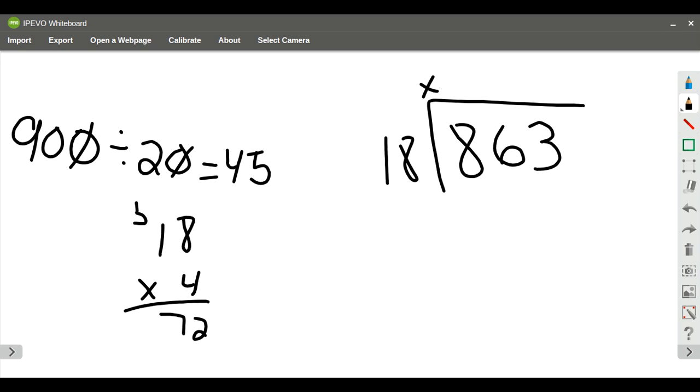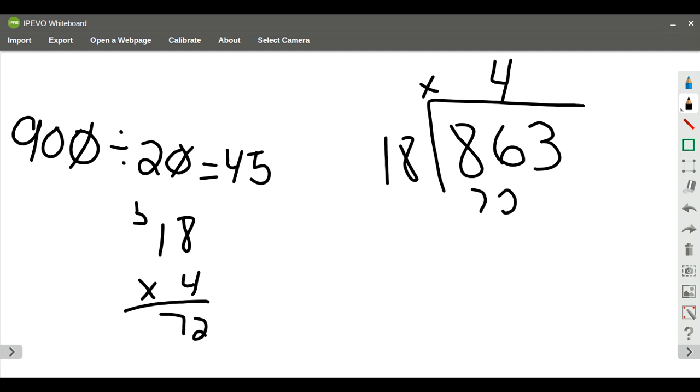72 is less than 86. That's going to work. So I'm going to put the 4 above the 6 because 18 does not go into 8 four times. 18 goes into 86 four times. It's very important that you place that number above the value that the divisor can go into. Otherwise, you'll mess up your problem. Your quotient will be off. So 18 goes into 86 4 times. You'll notice I put a multiplication symbol here because I'm going to multiply 18 times 4. Well, I already did that.